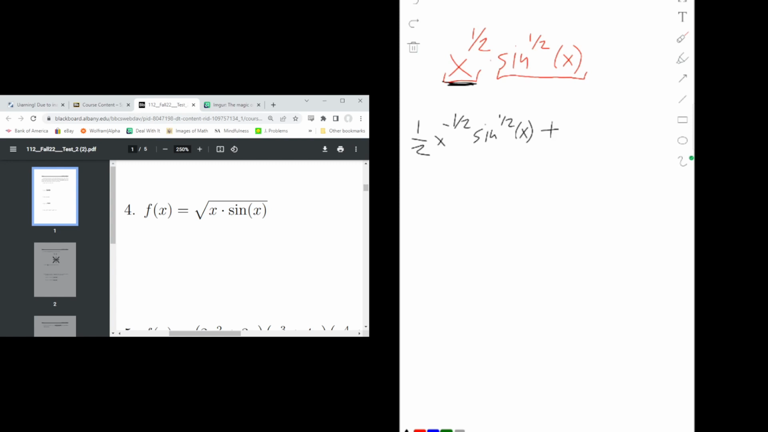But in the next factor, notice that we need to use the chain rule because we're taking the square root of not just x, but of another function, of sine x. So we will still have 1/2. I'm just writing the coefficient out front. Now I'm leaving the x to the 1/2 alone. And it'll still be sine to the negative 1/2 x.